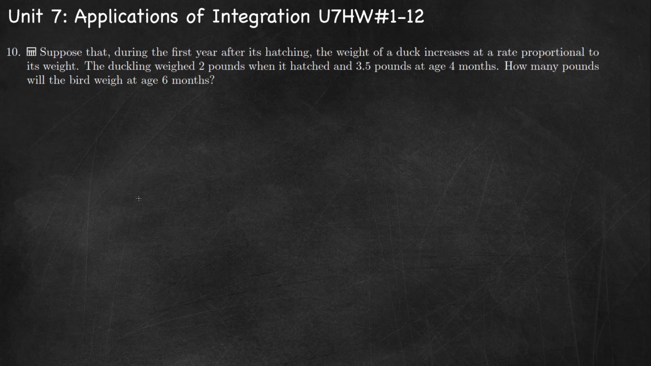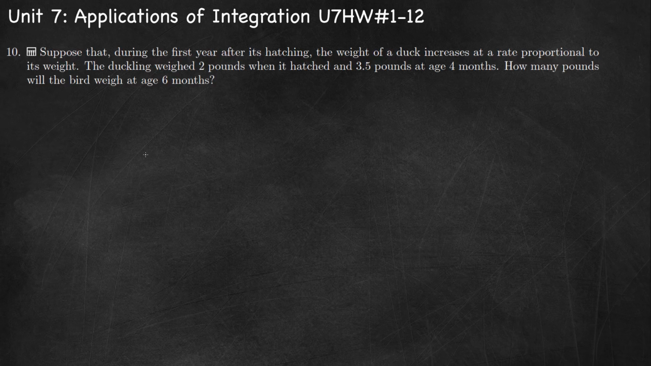Number 10, suppose that during the first year after its hatching, the weight of a duck increases at a rate proportional to its weight. The duckling weighed 2 pounds when it hatched and 3.5 pounds at age 4 months. How many pounds will the bird weigh at age 6 months? So we're going to let t be measured in months, and we're going to translate this into a differential equation.